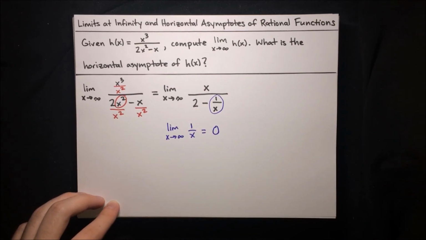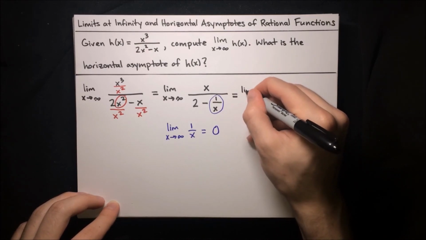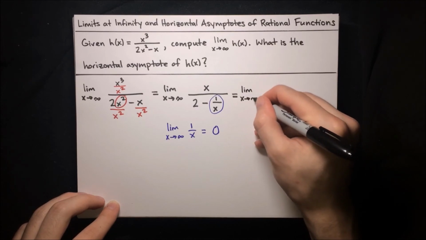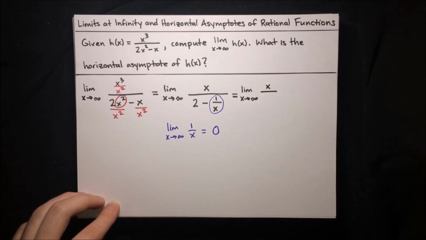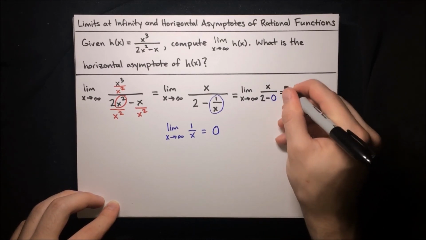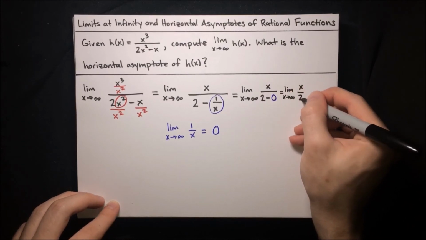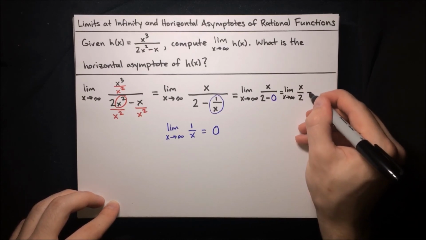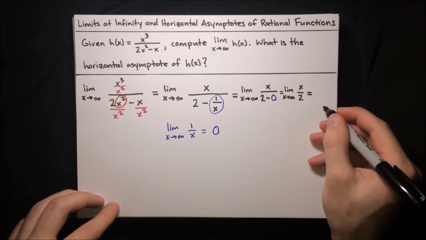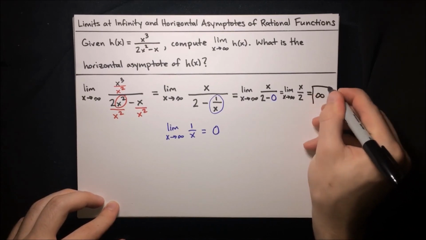Now, in this case, the numerator here has a term of x, which doesn't go to 0 as x approaches infinity. So why don't we just go ahead and leave that in the limit for right now and just simplify with this denominator term. So it's limit as x approaches infinity of x over 2 minus 0. And that's just the limit as x approaches infinity of x over 2. Now as x approaches infinity, this numerator grows without bound, while the denominator is constant. So that means this fraction, x over 2, is approaching infinity. So that is the limit.